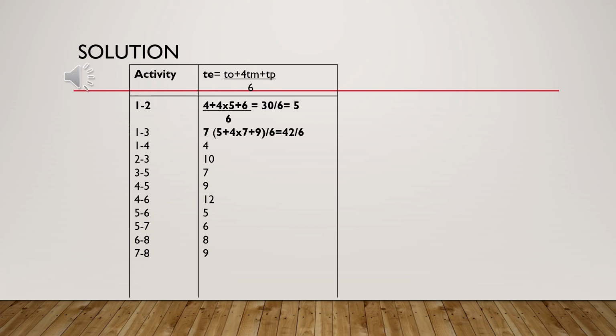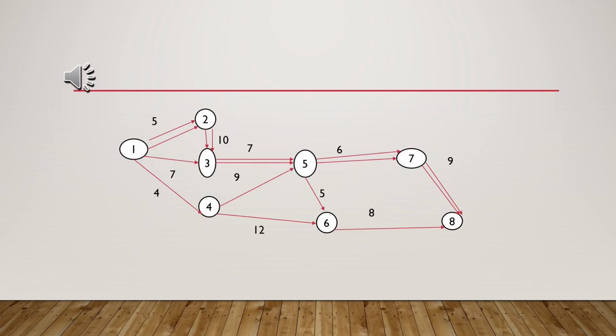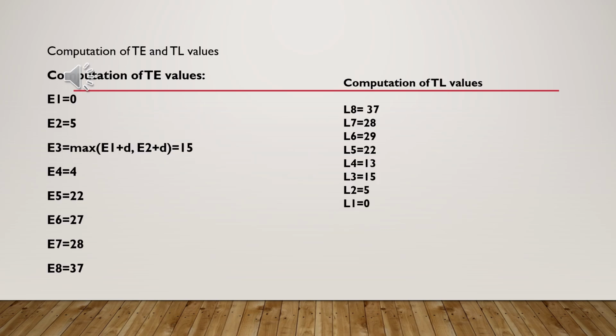Solution. Computation of TL values. L8 equals 37. L7 equals 28. L6 equals 29. L5 equals 22. L4 equals 13. L3 equals 15. L2 equals 5. L1 equals 0.